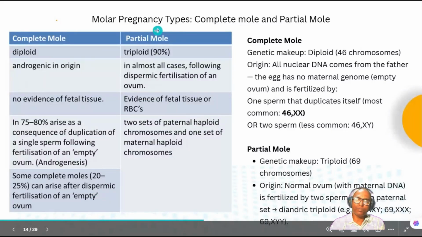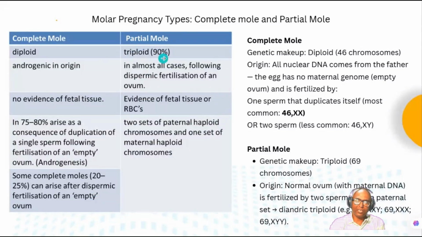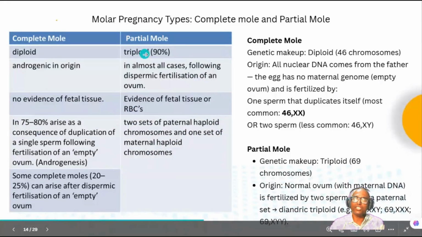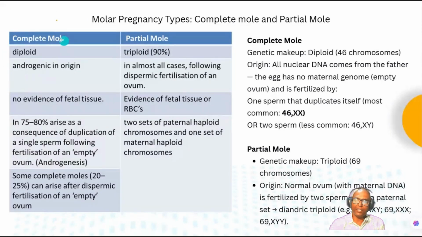Okay, what happens in partial mole? It is triploid in nature. In 90% of cases it is triploid. In almost all cases it follows dispermic fertilization of a normal ovum. Okay, so here there will be a 23X ovum which will be fertilized by two sperms. Okay, so evidence of fetal tissue or RBCs is there, and two sets of paternal haploid chromosomes and one set of maternal haploid chromosome is there. Okay, so this leads to the partial mole, which is triploid in nature. Complete mole is diploid in nature.